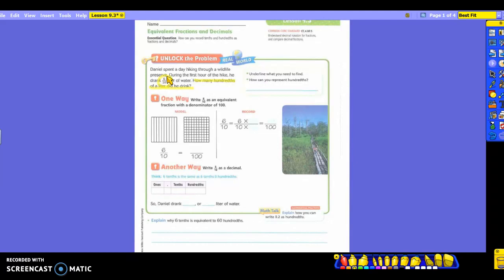Now, there's a question over here on the right that says, how can you represent hundredths? How have we been representing our decimals here? How do we write them? What are the ways we've written them, Valeries? And what do we call that? A decimal. So that's one way we have done it. What else? Fractions. So we have used fractions as well as decimals. So you could say in a fraction or decimal. We've been doing both.